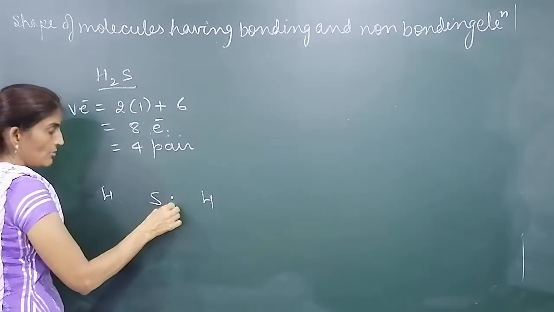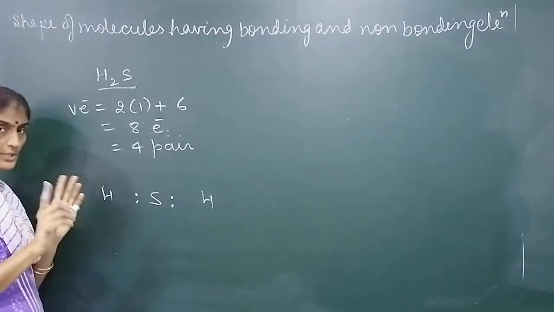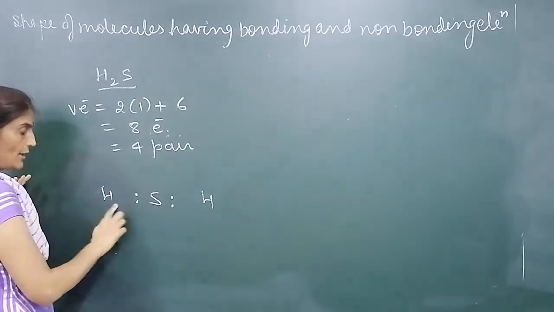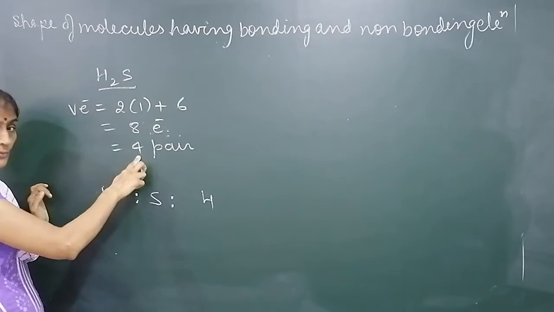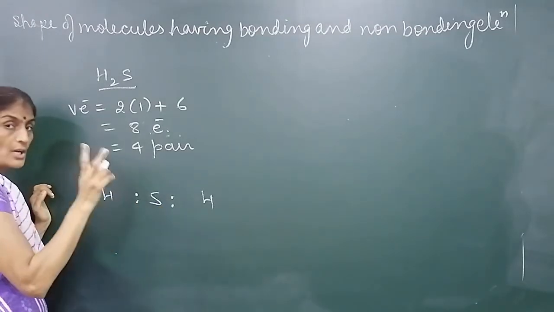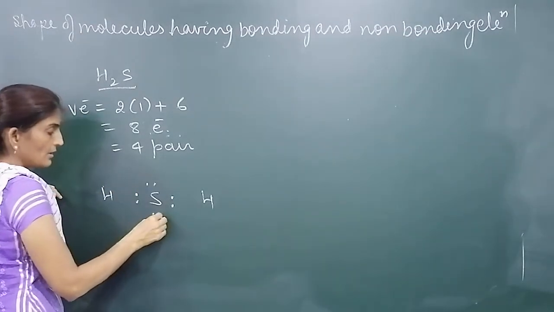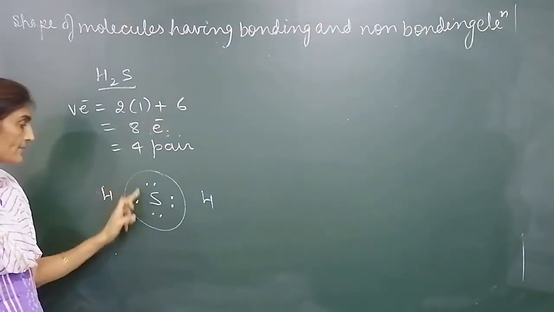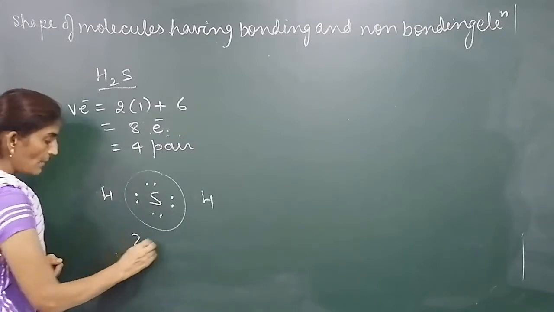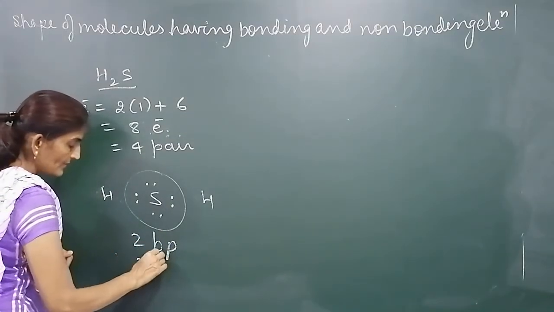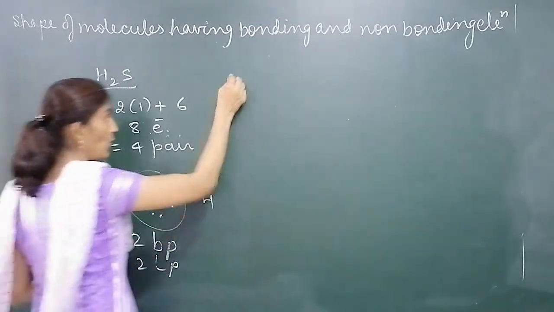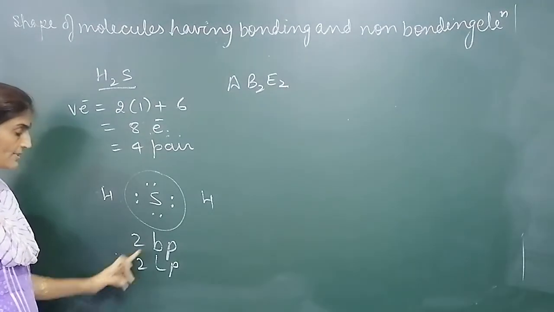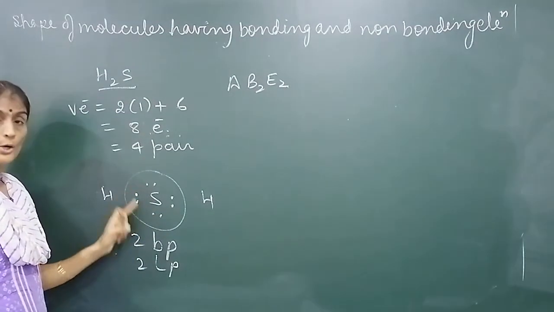Place 1 pair of electrons between them so that at least a single bond is there. Complete the octet of hydrogen, it is already completed. Hydrogen requires only 2 electrons. Total 4 electrons are there. 4 we had placed. The remaining 4 electrons will be given to sulfur as lone pairs. How many electron pairs does sulfur have now? 4 pairs. Out of 4 pairs, 2 are bond pairs, 2 are lone pairs. It is type AB2E2. 2 bond pairs, 2 lone pairs. These are bond pairs. These are lone pairs.